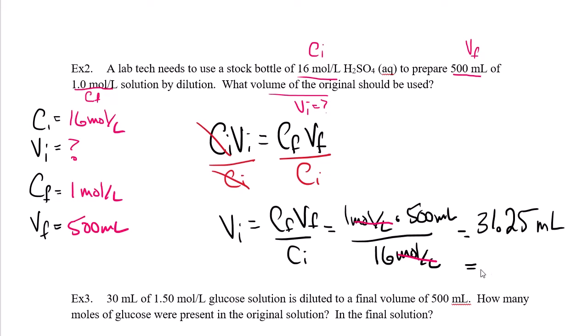And then I just need to watch my sig digs. I'm only permitted 2 sig digs here, so my VI will be 31 milliliters. So to prepare my new solution from my stock solution, I need to take 31 milliliters of my original solution. Let's try one more.